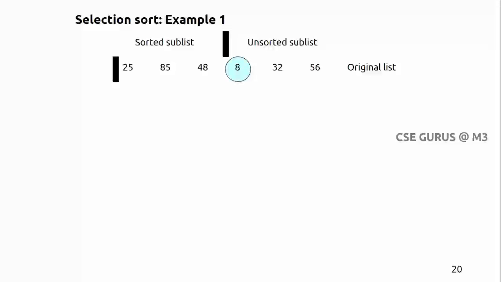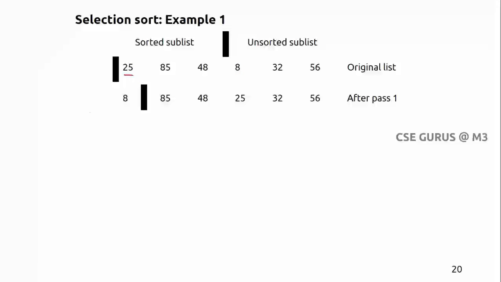And you will get that 8 is the minimum. Now what you need to do, whenever you get a minimum element, you have to swap it with the first element in the unsorted sublist. Remember this point: you have to swap the minimum element with the first element in the unsorted sublist. You can see the first element is 25 and the minimum element is 8. Now I'll swap, you can see.